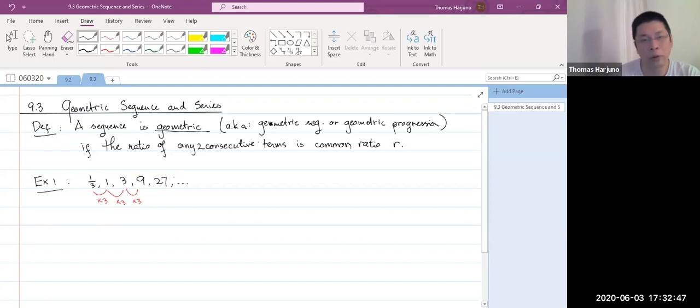Or we may also have, let's say, 4 and then 4/5, and then 4/25, 4/125, and on. Here, the common ratio is 1/5. I keep on multiplying by 1/5, multiply by 1/5, and on.